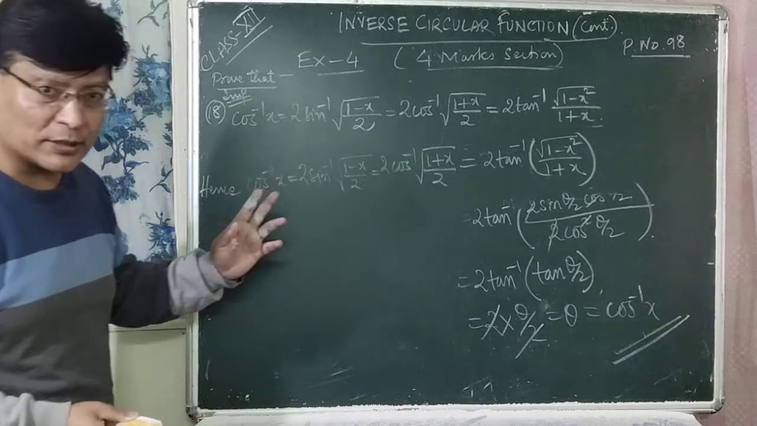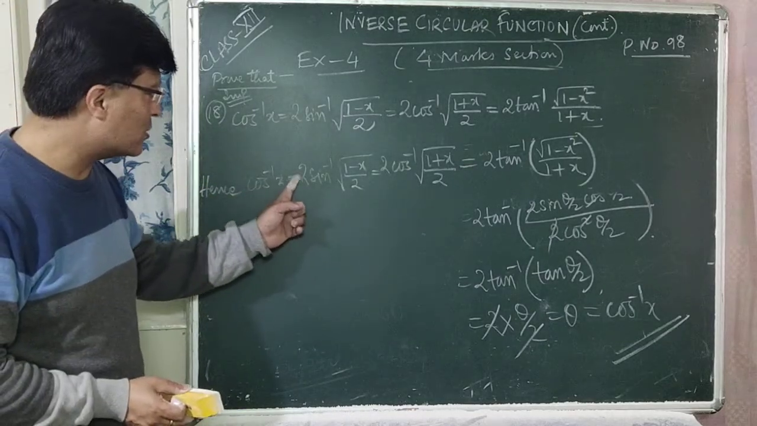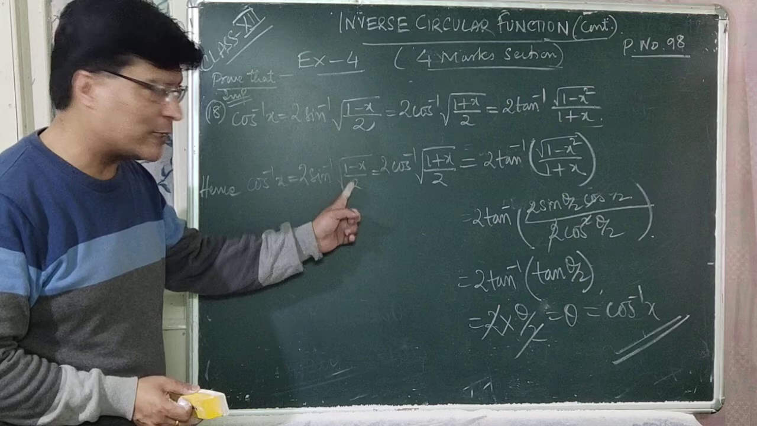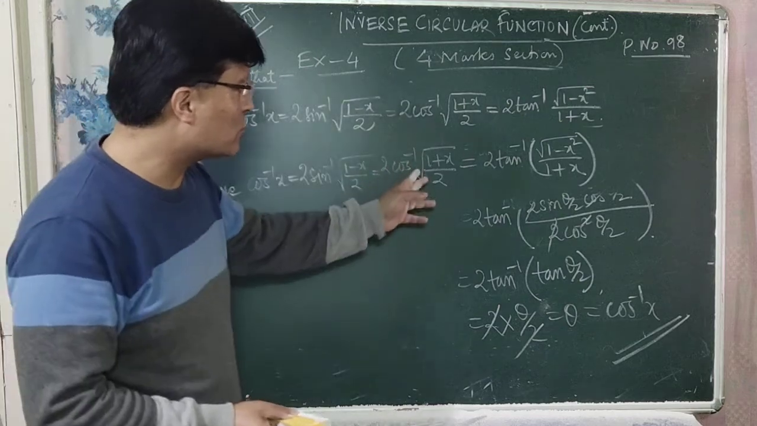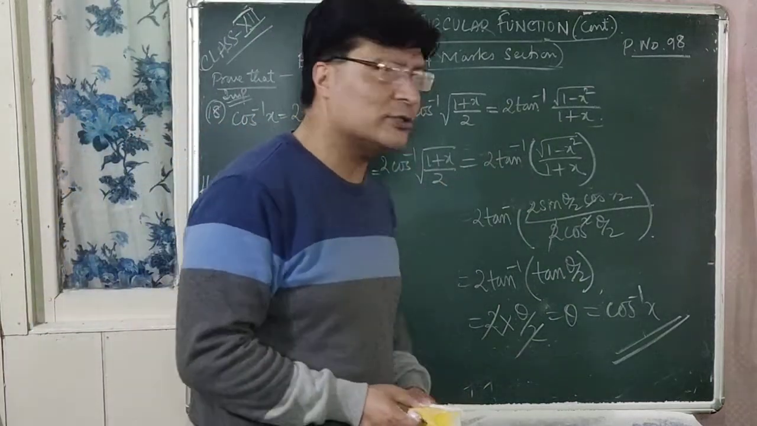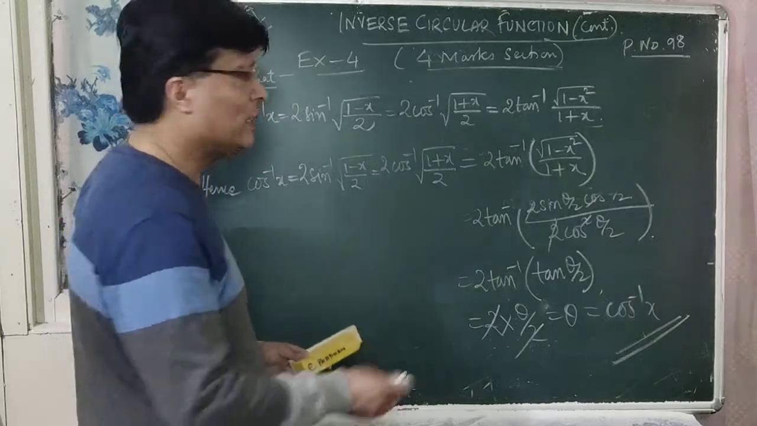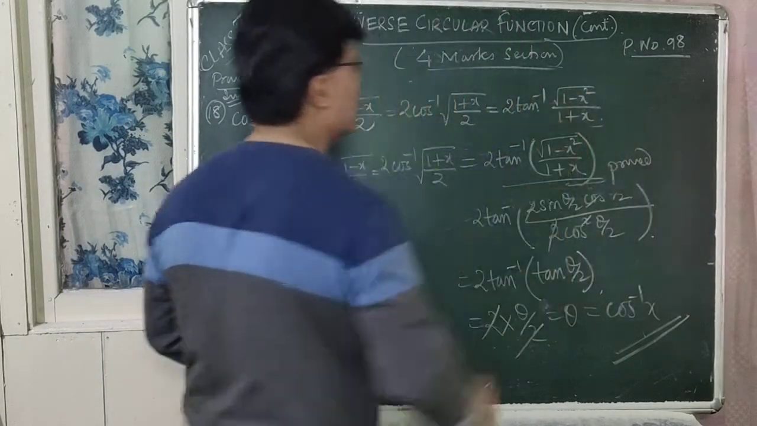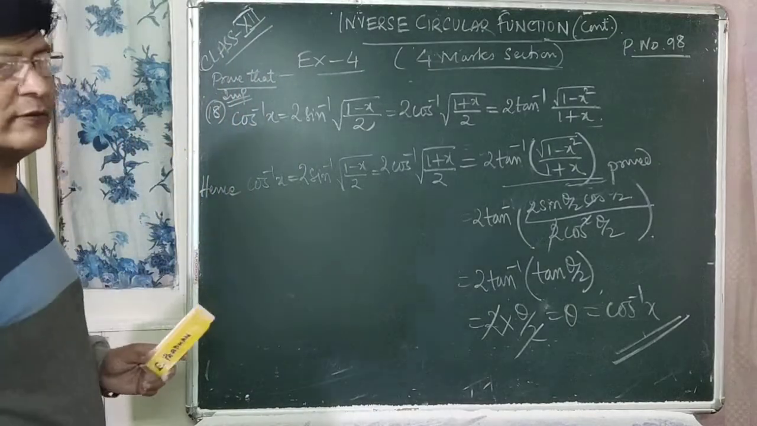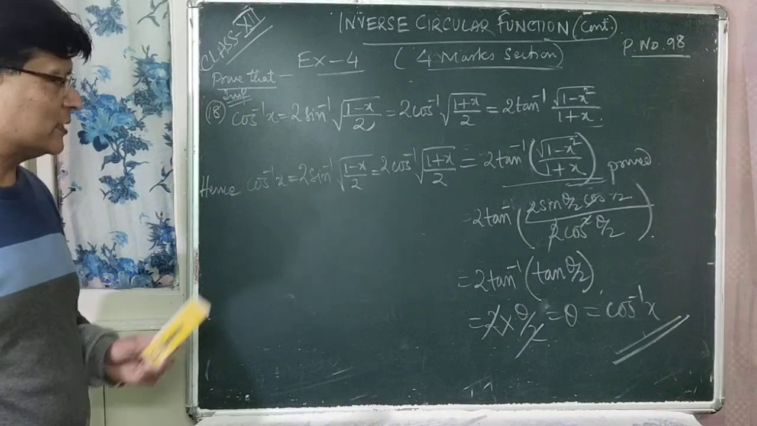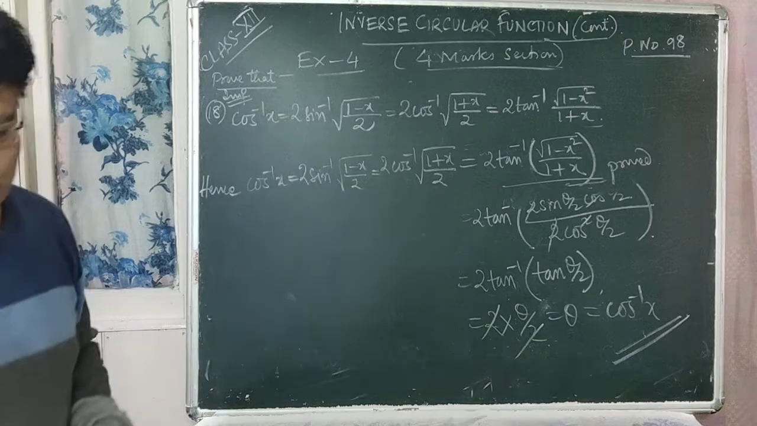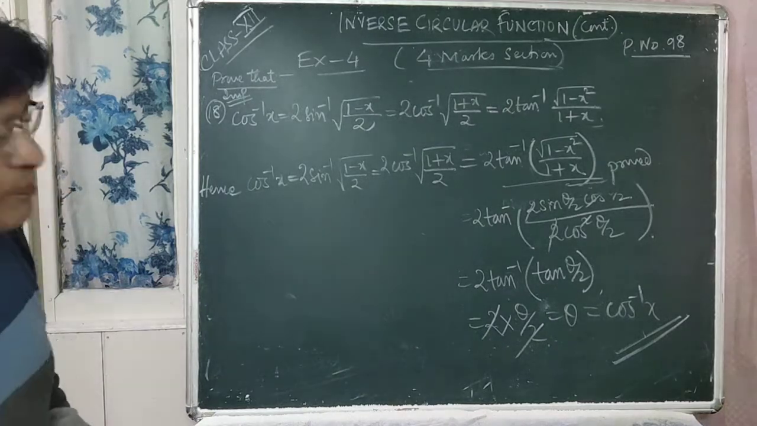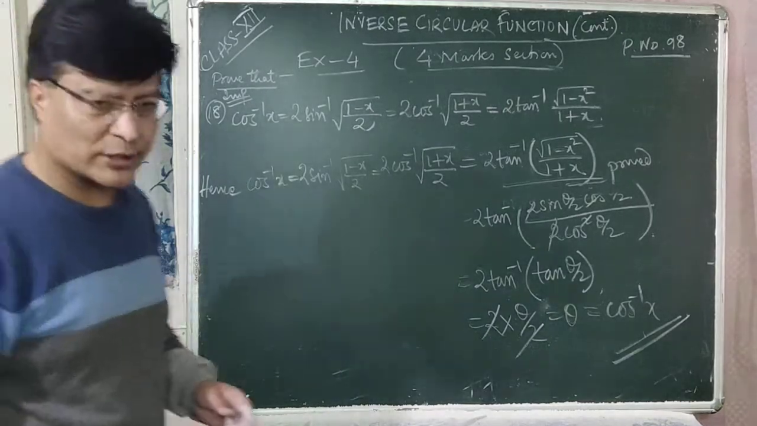Hence, we have proved cos inverse x is equal to 2 sin inverse root under (1 minus x) by 2, is equal to 2 cos inverse root over (1 plus x) by 2, is equal to 2 tan inverse root under (1 minus x square) whole divided by (1 plus x). So, proved. Is that clear? This question is very, very important. I think you have understood it, so you can revise it at home. We'll do the next question now.